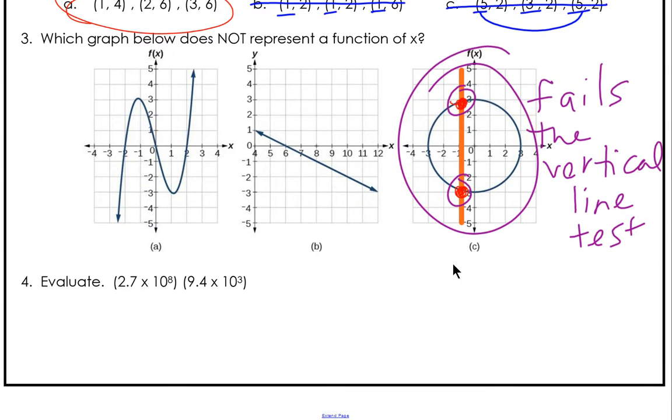Question number 4. Evaluate the scientific notation product of 2.7 times 10 to the 8th times 9.4 times 10 to the 3rd. So you're going to pick up your calculator and you're going to multiply these coefficients here, and then you're going to add these powers of 10. So 2.7 times 9.4 is 25.38. Since it's scientific notation, I need a times sign and I need a base of 10. My new power when I'm adding here will be 11.